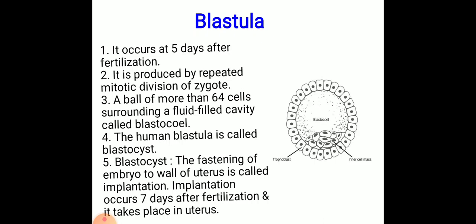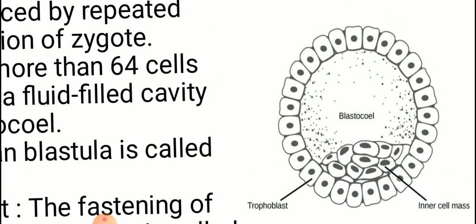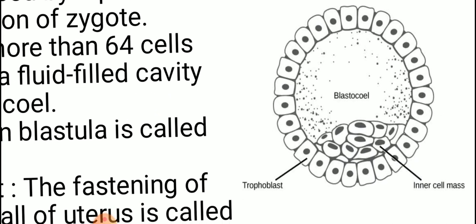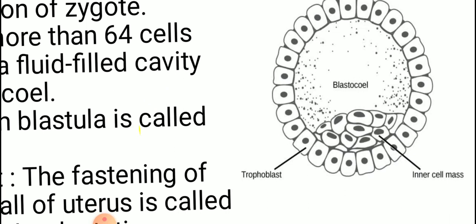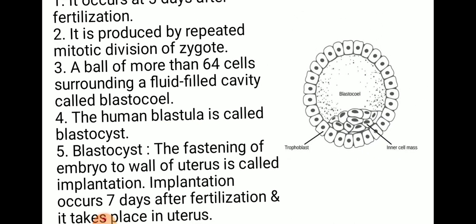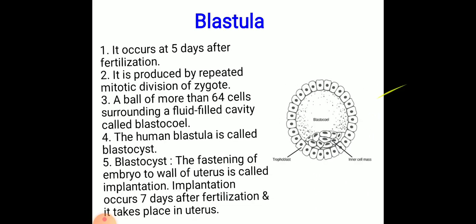And where does it take place? It takes place in the uterus. Okay, in the diagram, I am zooming in, you can see that there is a layer of cells, these are called blastomeres, and there is a middle cavity called the blastocoel, and there is an inner cell mass and the trophoblast. That is the outermost layer. So this is about the complete blastula.